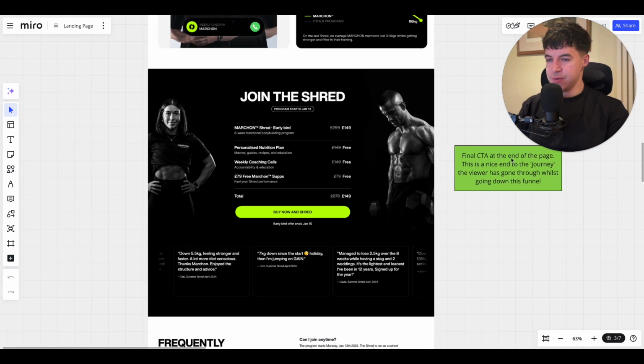And then finally, we've got the final call to action. At the end of the page, this is a nice end of the journey that the viewer has gone through, and it rounds off the funnel well. Like I say, this is actually a digital product, so this is an order form that they're sending people through to, not a lead form.